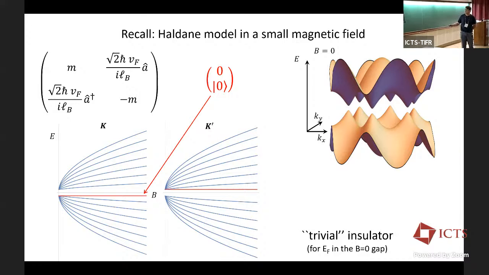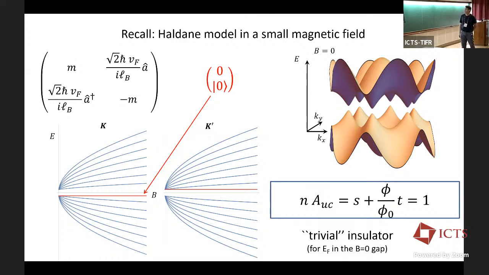So if we place the Fermi level inside of this gap, the gap at B equal to 0, then the number of particles that we would need to fill up to this gap would be independent of the magnetic field. In other words, the formula that I showed you would correspond to S equal to 1. Let's say these were spinless particles hopping on this lattice. So we would have 1 particle per site to be at half filling. 1 particle per unit cell, I'm sorry, to be at half filling. And then this T would be equal to 0. Because in order for us to sit in the gap, we do not need to change the number of particles as we change the flux.